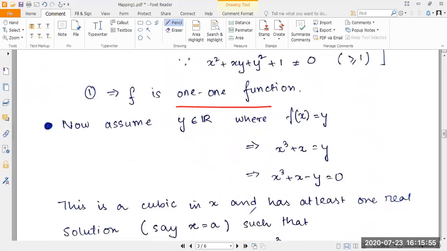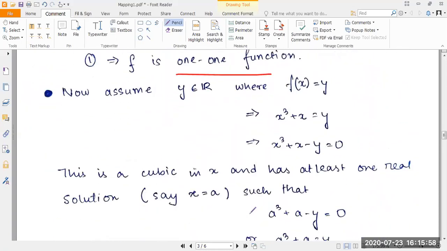Next part of the sum, essentially, we need to prove that it is onto mapping. For onto mapping, we assume that for some y belonging to the real set of numbers, fx equal to y. So we essentially have this range set and we say that there's some fx equal to y, which means there is some x in the domain set which has been mapped to the element y in the range set. Now, if fx equal to y, then x cube plus x equal to y, which means x cube plus x minus y equal to 0.